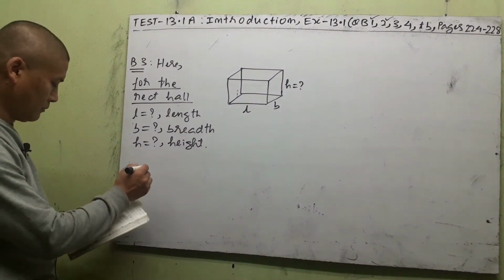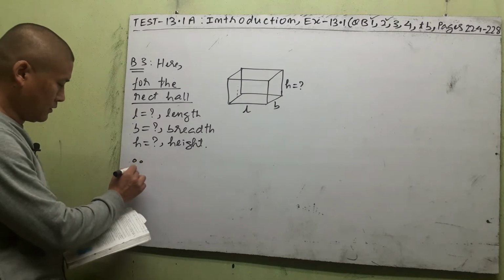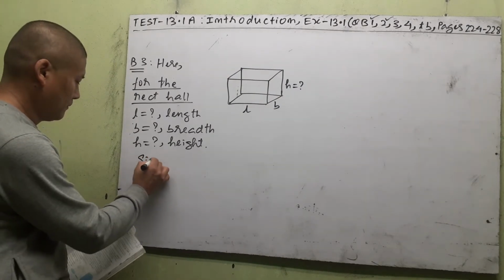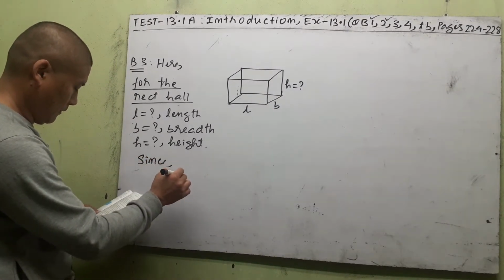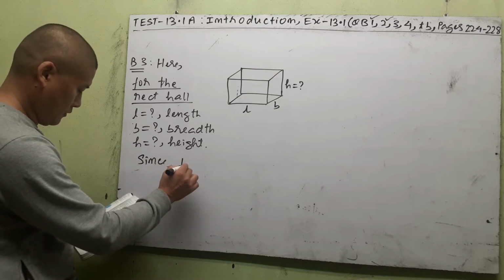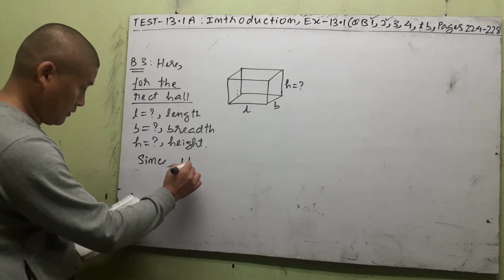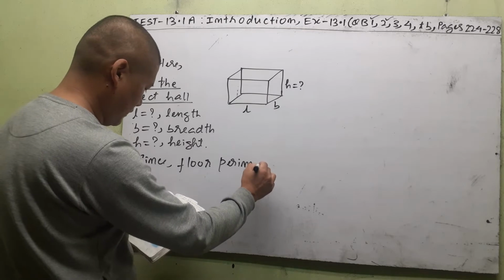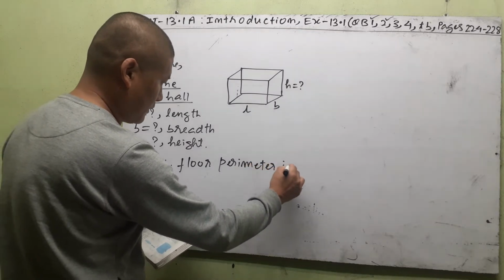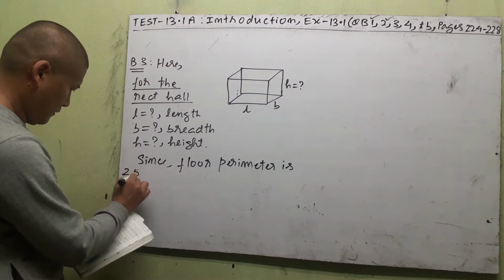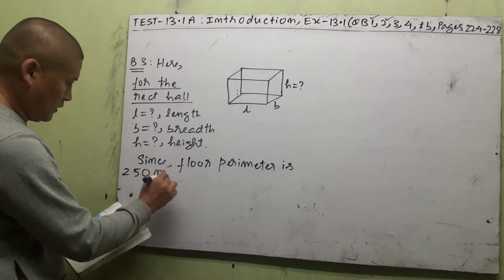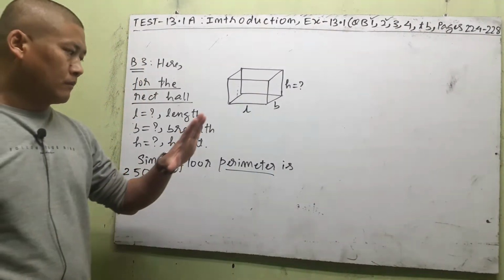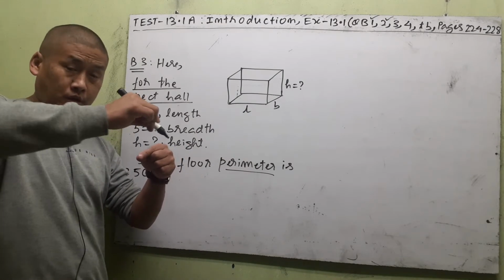Since the question is saying, or you can also write like this, since floor perimeter. Look into your question. The first sentence, perimeter is 250 meter, clearly given. Now we need to understand the meaning of this word perimeter. Perimeter of anything is the distance covered in going around the boundary one time.